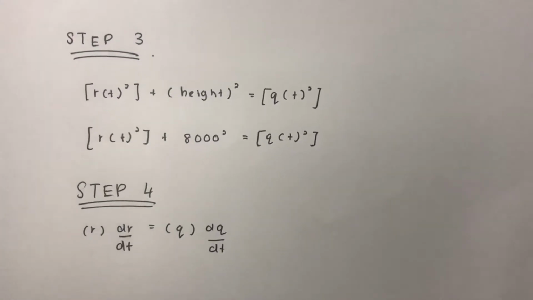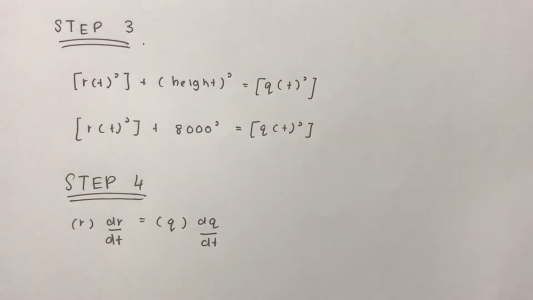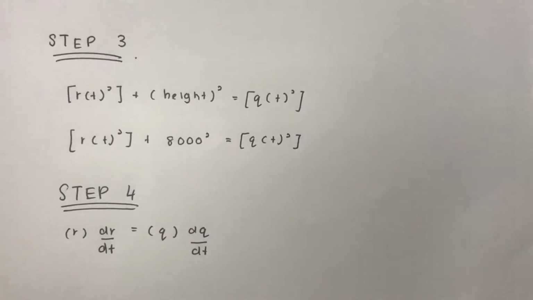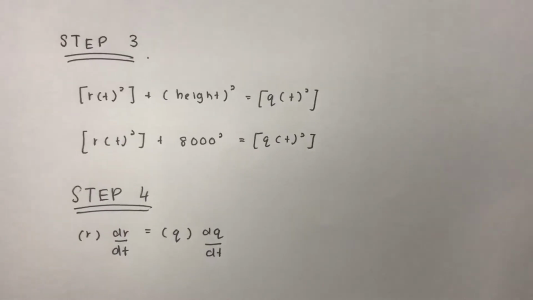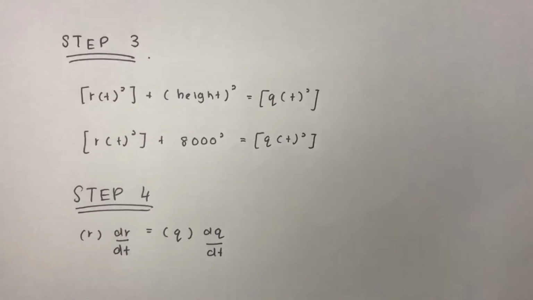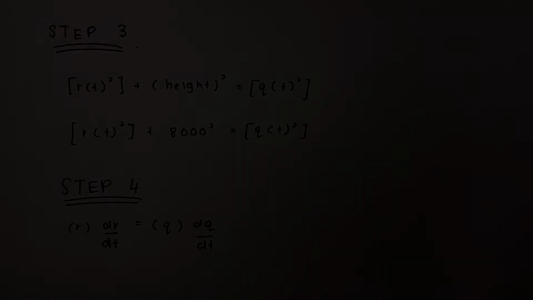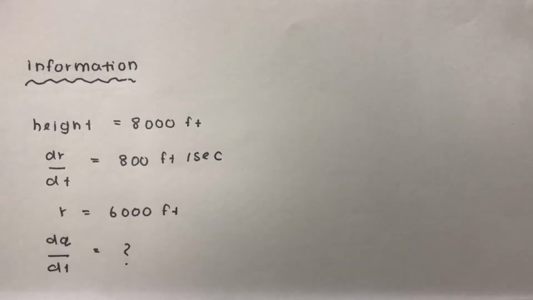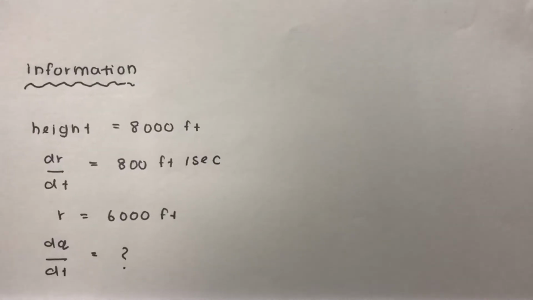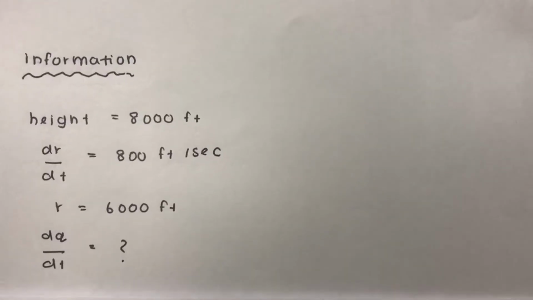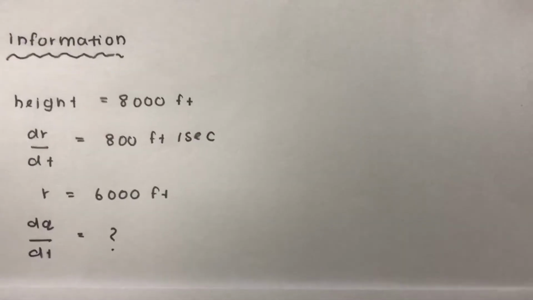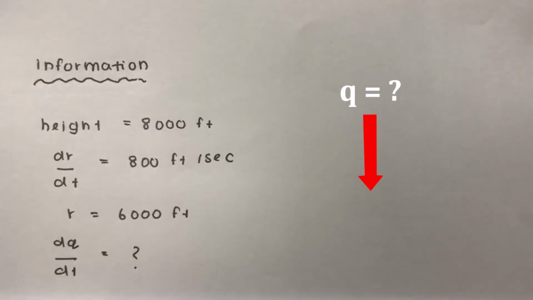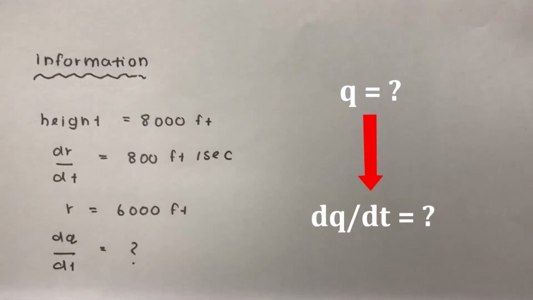Now step 3. From the information given, we can use the Pythagorean theorem to write an equation relating r and q. Next, step 4. Let's differentiate this equation with respect to time. Let's continue from where we left. This time, let's find the rate at which the distance between them and the plane changes. Let's list the information that we have found earlier. Now we are going to find the value for q, so that we can find the value for dq/dt.